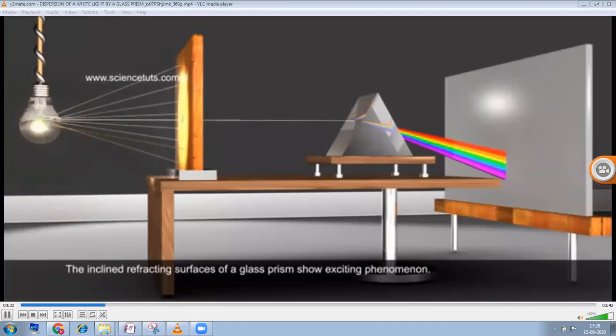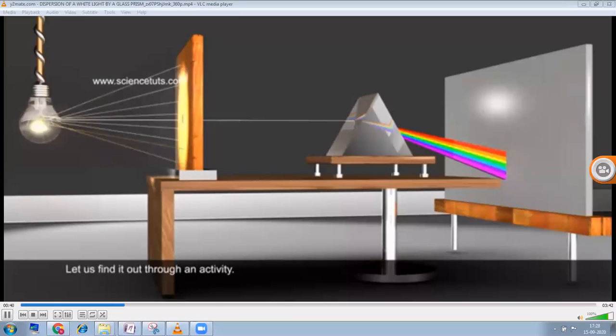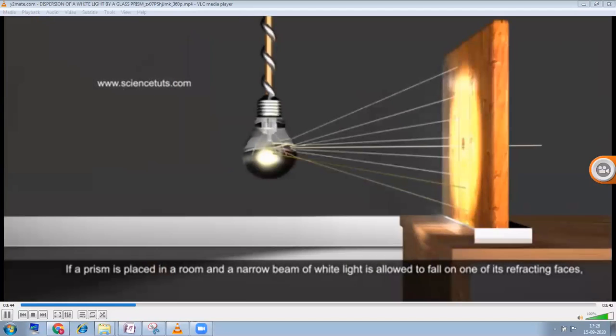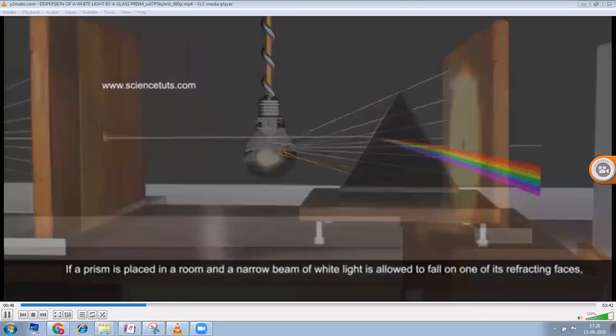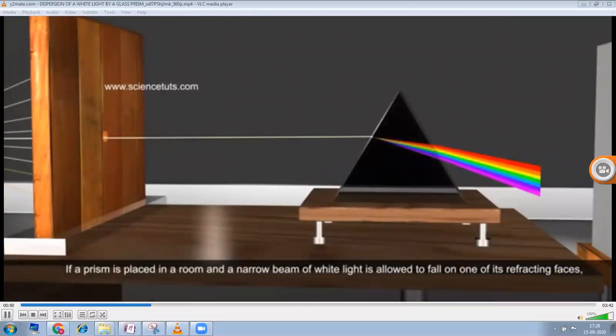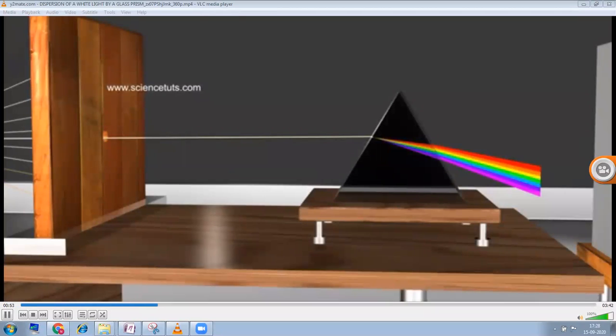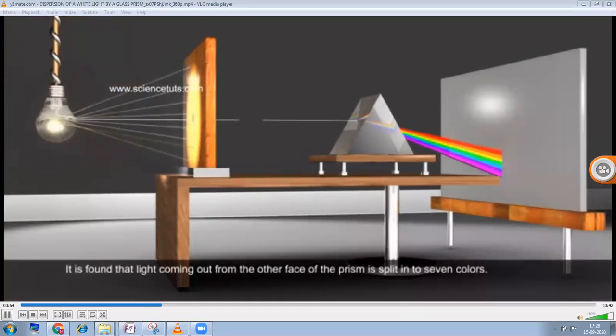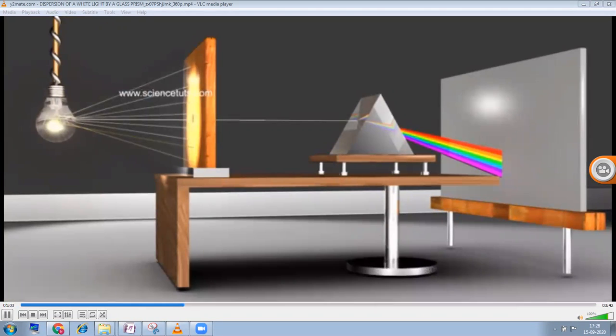The inclined refracting surfaces of a glass prism show an exciting phenomenon. Let us find it out through an activity. If a prism is placed in a room and a narrow beam of white light is allowed to fall on one of its refracting faces, what do you observe? It is found that light coming out from the other face of the prism is split into 7 colors.